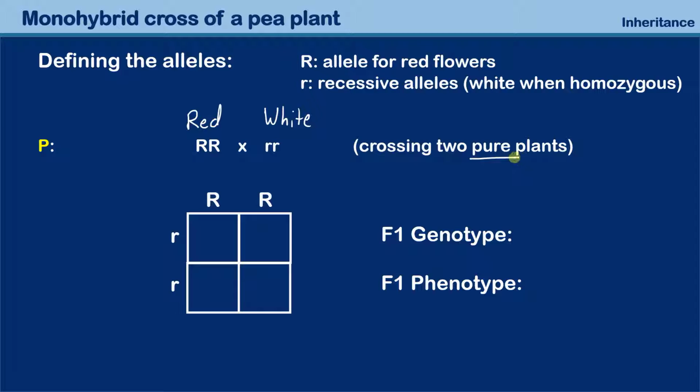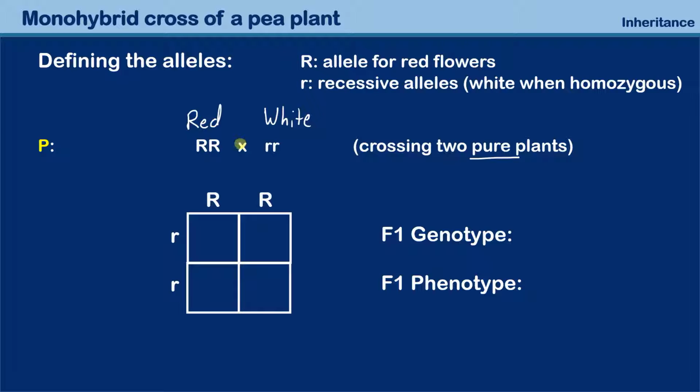Both of them are pure. This means that both of them are homozygous. Capital R here, dominant here, dominant here. It's the same, it's homozygous. Lowercase r here, recessive in both cases, so it's homozygous as well.